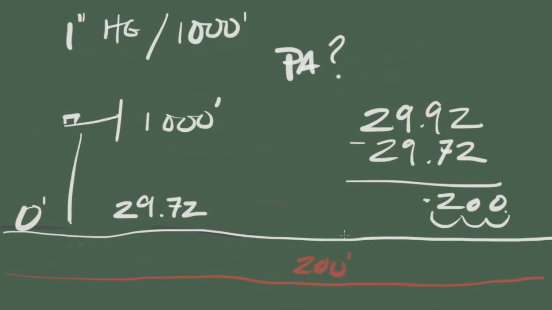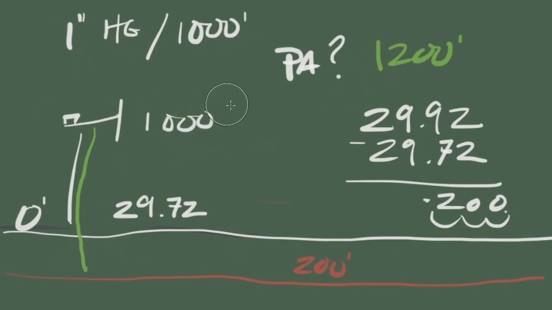So what's our pressure altitude then? Well, it's 1,000 feet plus the extra 200 feet here. So our pressure altitude is all of this, which is 1,200 feet. Pretty straightforward, right? And that's it. That's pressure altitude, the height above standard pressure. So the hard part with figuring out pressure altitude a lot of times is figuring out where standard pressure is.